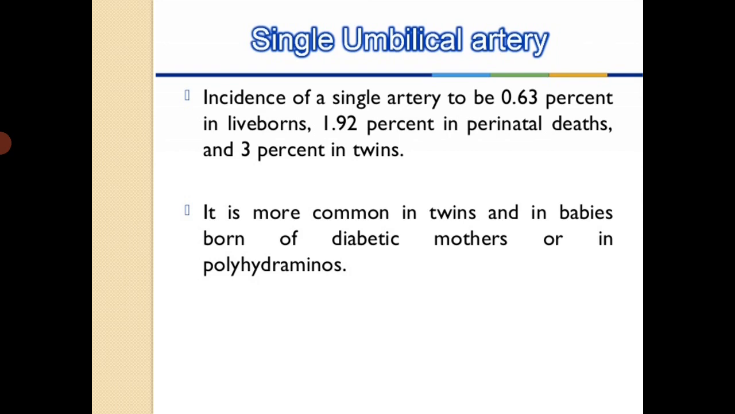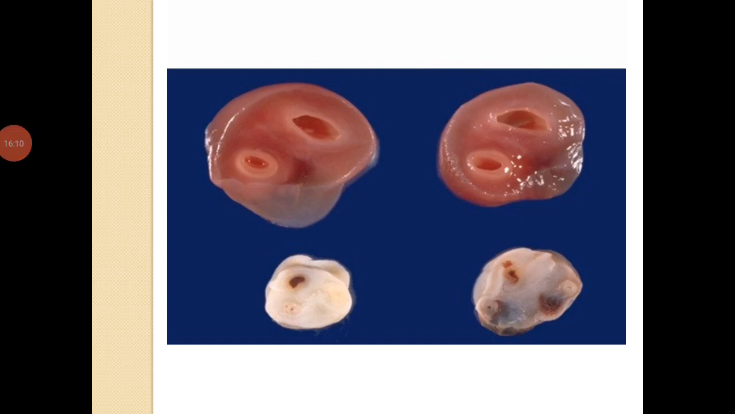Next condition is the single umbilical artery. The incidence of single artery is 0.63% in live born babies, 1.92% in perinatal deaths, and 3% in twins. It is more common in twins and in babies born of diabetic mothers or in polyhydramnios. About one-third of babies born with only one umbilical artery will have multiple and severe malformations.